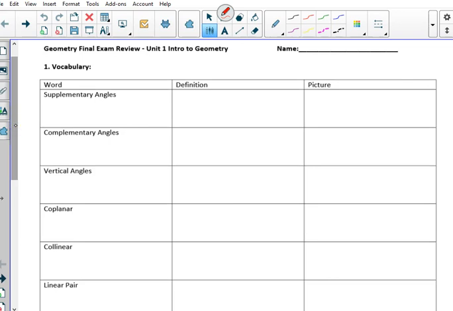So, supplementary and complementary angles. Remember my little trick for remembering that? C comes before S in the alphabet and 90 comes before 180. So supplementary angles, key is 180 degrees and complementary is 90 degrees.